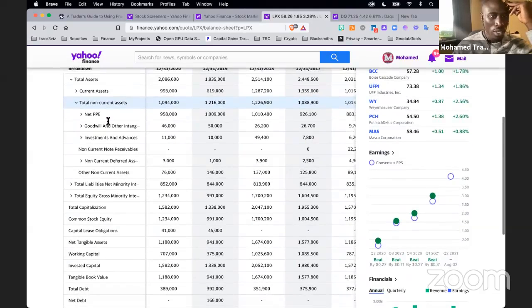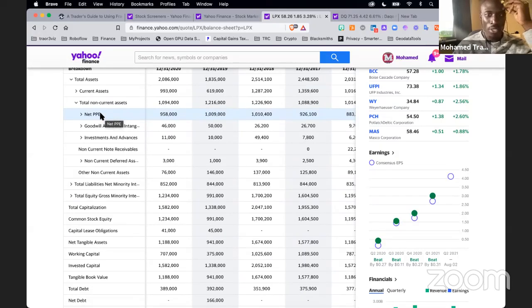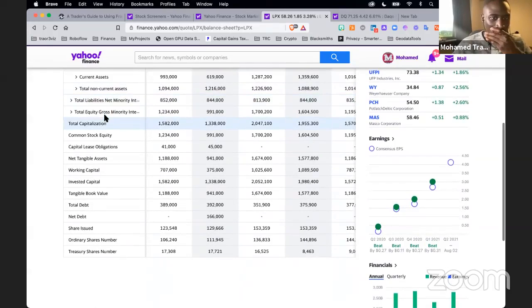Total non-current assets, net PPE, property, plant, and equipment. So non-current assets essentially means it's something that couldn't be turned into cash within the next year or so. Huh. Wow.